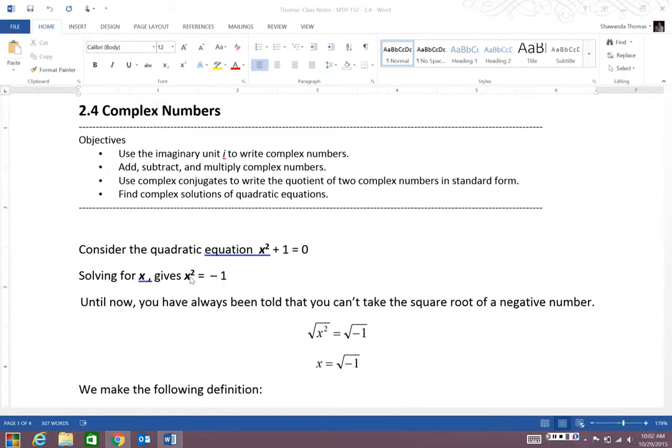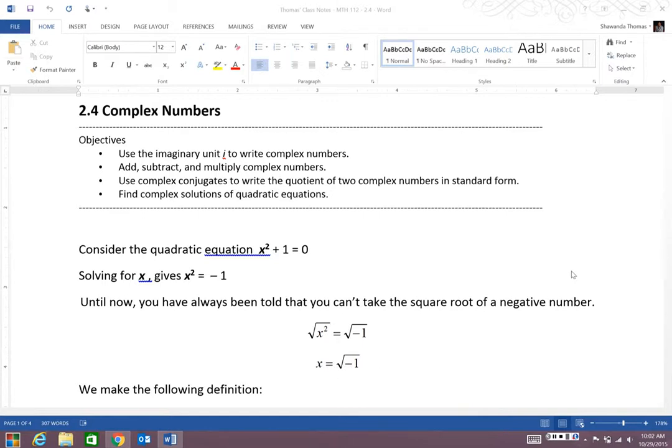Now, in order to get rid of the second power here, we need to do the inverse of squaring, which is the square root. Until now, you have always been told that you can't take the square root of a negative number. However, there is a term for the square root of negative numbers. So we take the square root of x squared and the square root of negative 1, we get x equals the square root of negative 1.